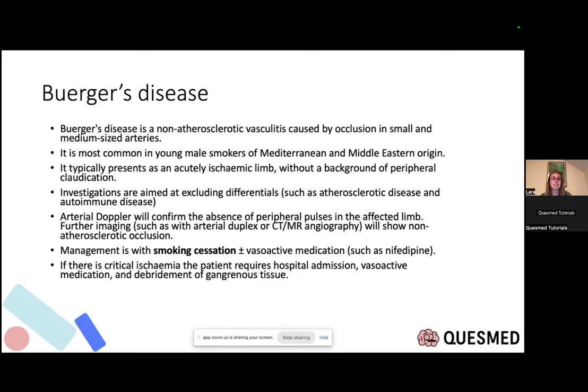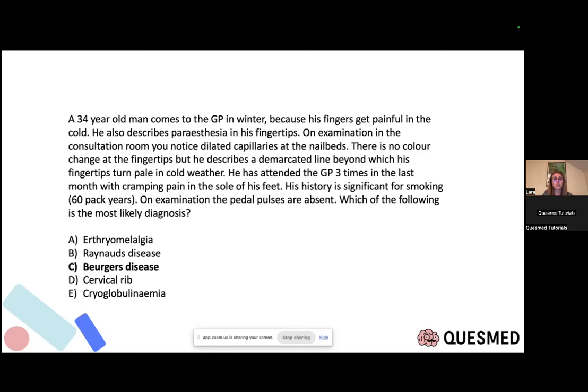It's always in the stem. It's always about young male smokers. And they can be Mediterranean, they can be Middle Eastern in origin, but I wouldn't let that deter you. It's young male smokers. And this patient has actually presented with quite a few things. So just go back to the line.